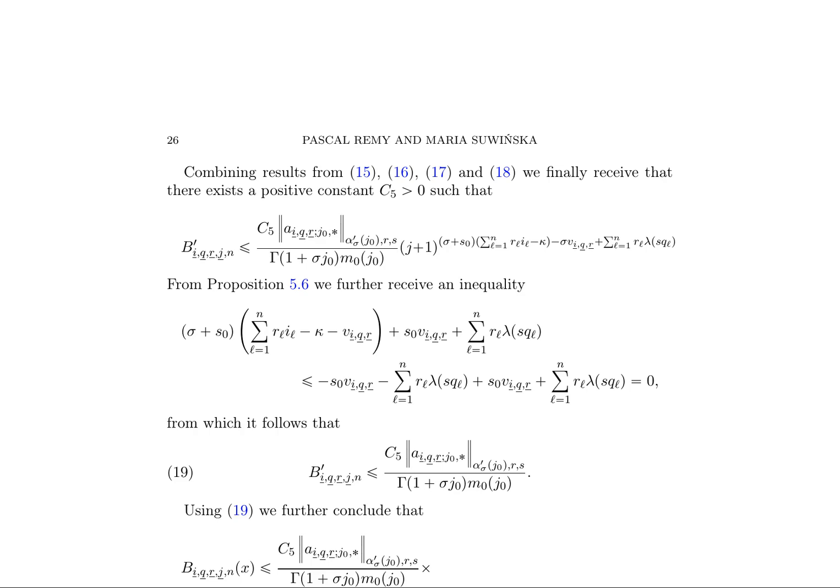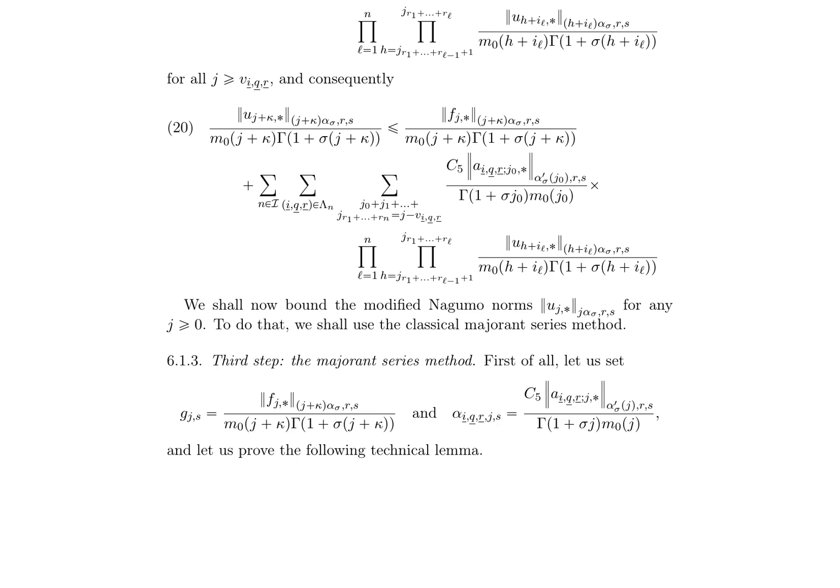modified Nagumo norm. The paper then transitions to the third step of the analysis, where the authors utilize the classical majorant series method to bound the modified Nagumo norms, U_{j,j} for any j greater than or equal to 0. To do this, they define two new functions, g_{j,s} and alpha_{I,q,r,j,s}, and use these functions to prove a technical lemma. This lemma is essential for completing the proof of the Gevrey regularity for solutions to inhomogeneous nonlinear moment PDEs.